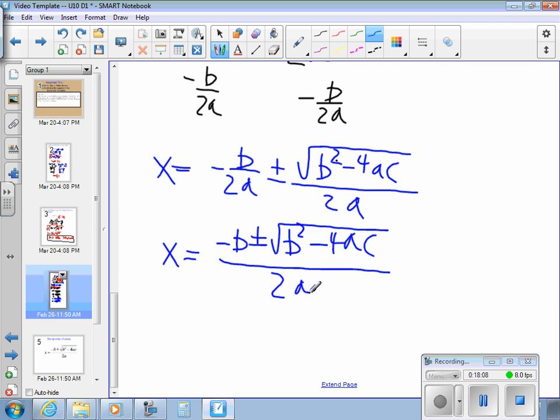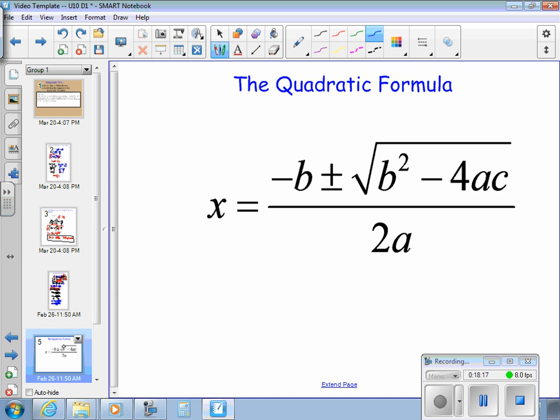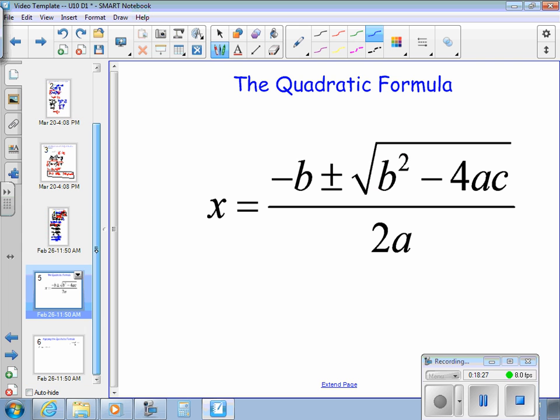Very, very powerful shortcut that we use in algebra. Keeps us from having to do completing the square with all problems. So here it is typed out so that it's much easier to read than my handwriting. And I might add, this is something that I will never forget.